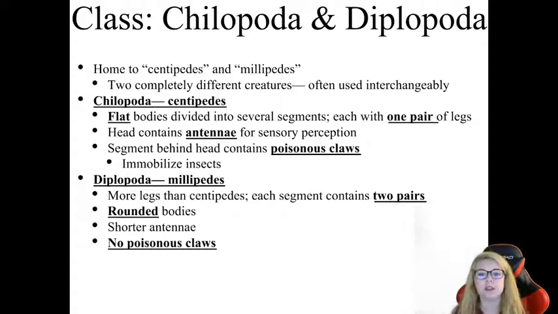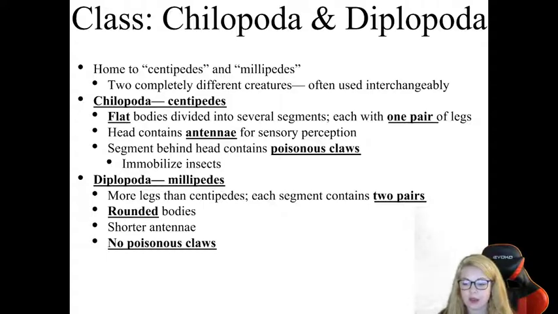Then if we move to the other class, which is Diplopoda, which is the millipedes, they have more legs than centipedes, if you couldn't tell by their name. Each segment instead contains 2 pairs of legs, so double that of what was in the centipedes. Their bodies, however, are not flat like the centipedes. They are rounded, and they have shorter antennae than the centipedes do, as well as no poisonous claw.